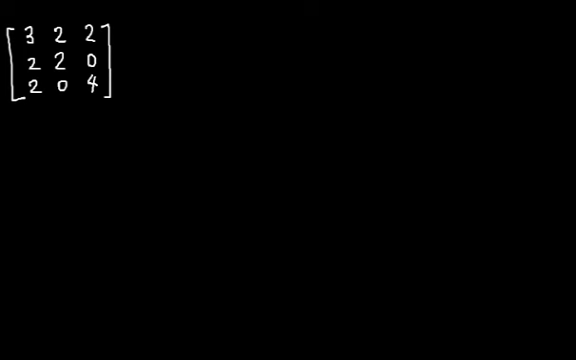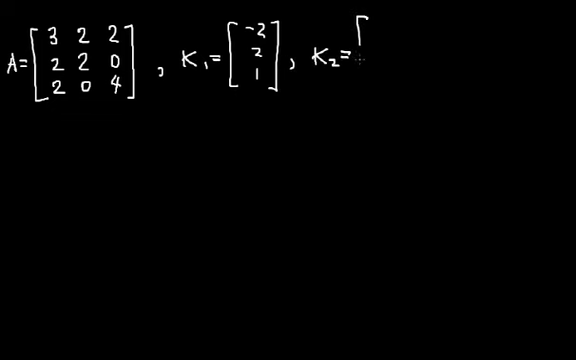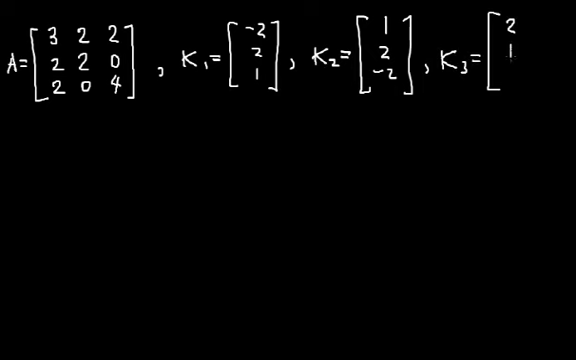So this is the matrix A, and the three vectors that I was talking about are k1 equals the column vector minus 2, 2, 1, k2 equals the column vector 1, 2, minus 2, and k3 equals the column vector 2, 1, 2.